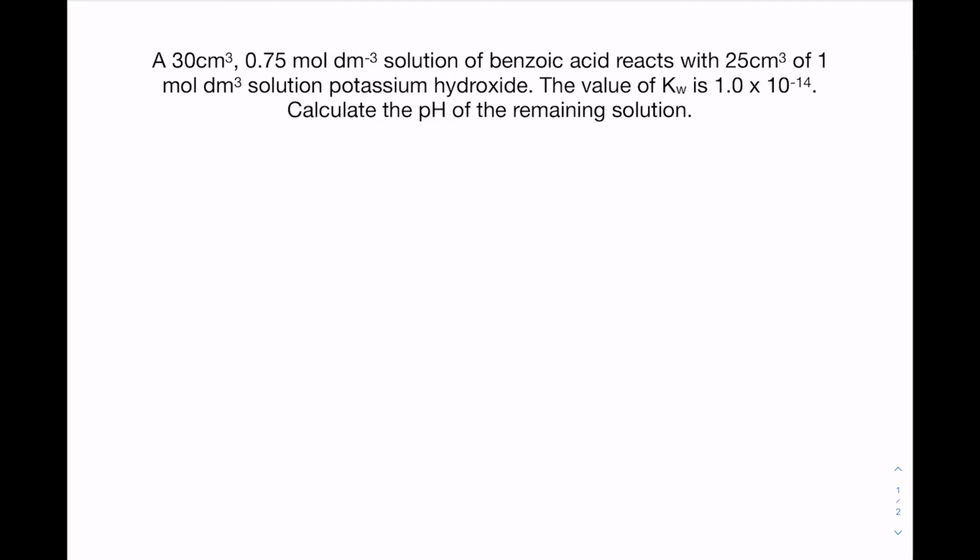A 30 centimetre cubed of 0.75 mole per decimetre cubed solution of benzoic acid reacts with 25 centimetres cubed of 1 mole per decimetre cubed solution of potassium hydroxide. The value of Kw is 1 times 10 to the minus 14. Calculate the pH of the remaining solution.